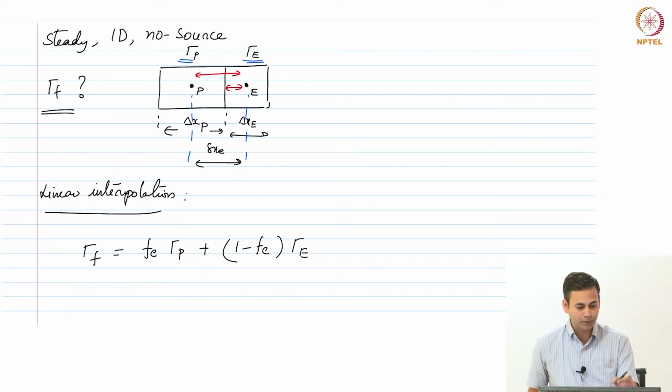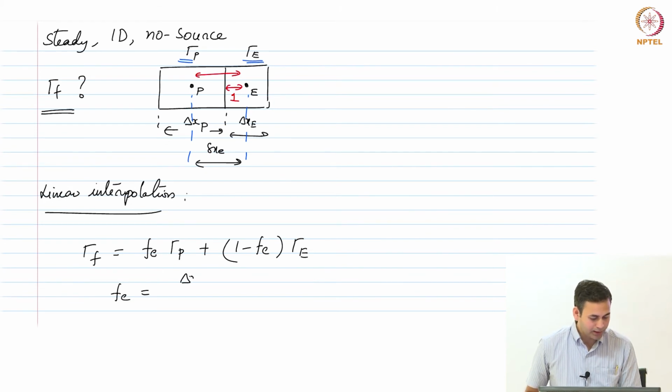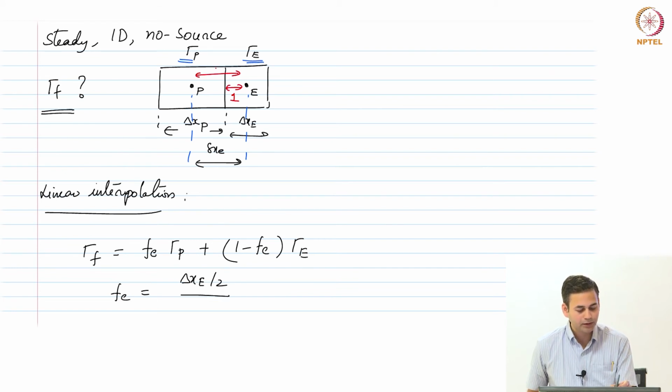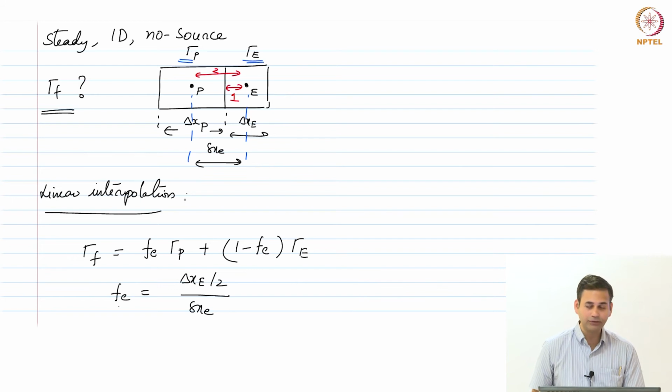Okay, so that means I can write my Fe as the length of this segment, denoted with 1, which is half of the cell width. So that is delta x by delta xe by 2, divided by the length of the second segment, delta xe. Okay, so that is what I have. So this is my Fe.